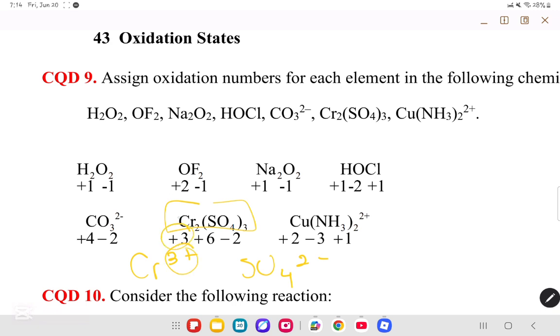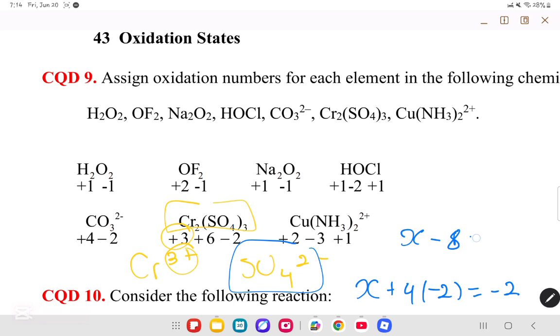That means Cr has directly a charge of what? Of 3+. Then you take this on its own. S, you don't know it. It's x, okay? x plus 4 times -2 is equal to -2, right? So x minus 8 is equal to -2. Move this to the other side. x is equal to what? x is equal to 6. So S is 6 and O is -2.